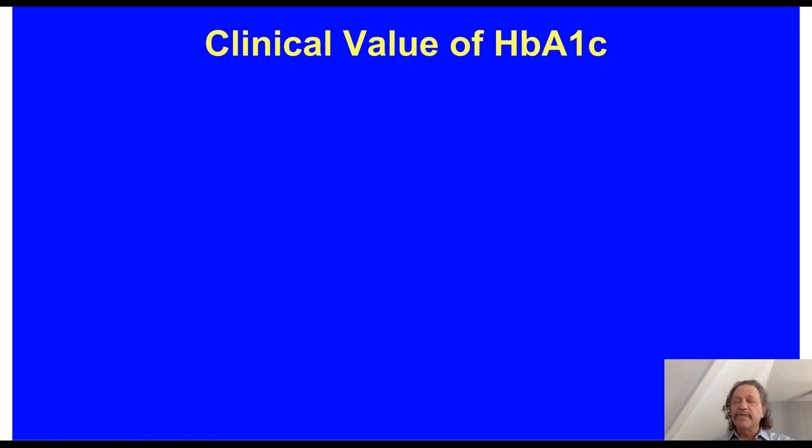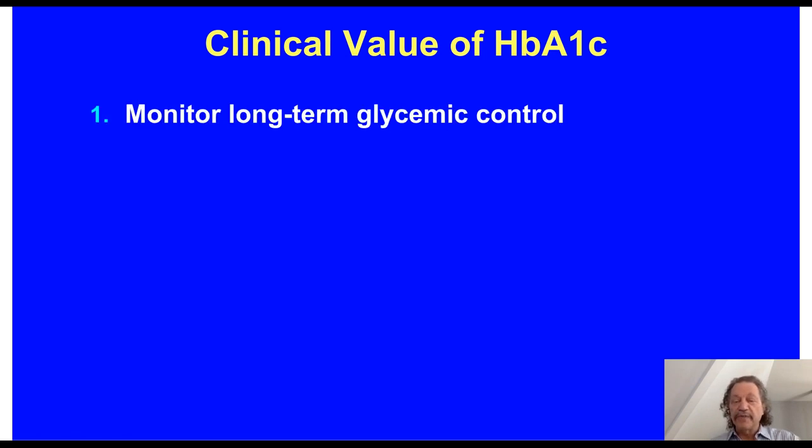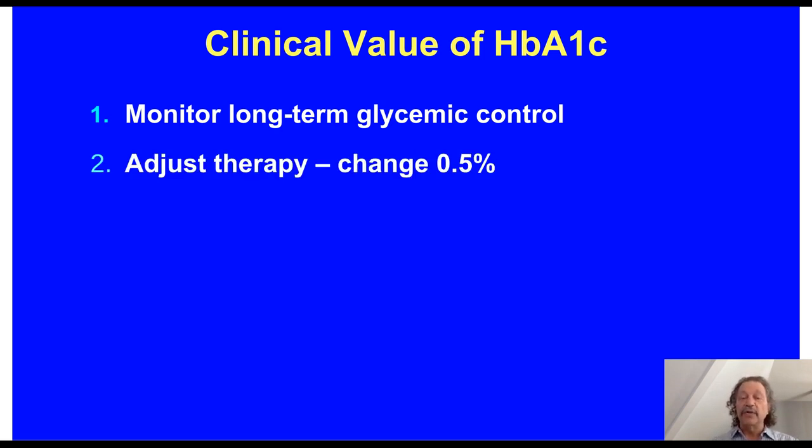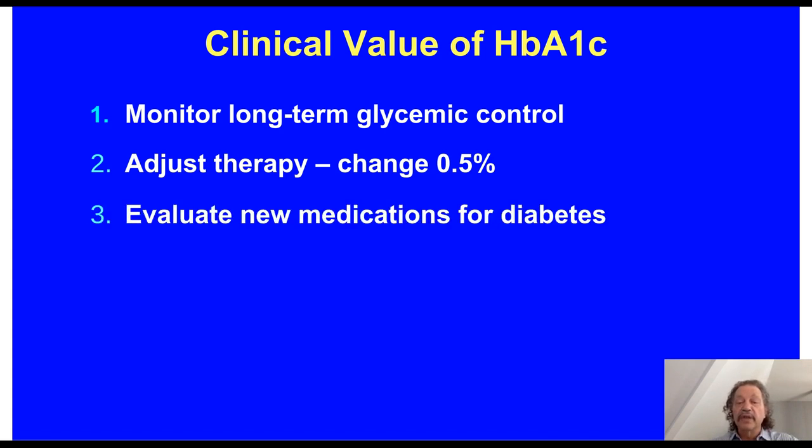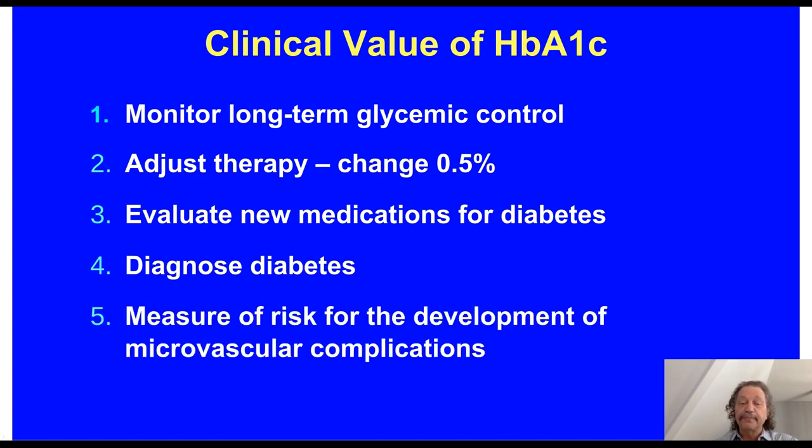And hemoglobin A1c is very, very widely used. I'm just going to briefly go through the main clinical values. It's used to monitor long-term glycemic control. It's used to adjust therapy. If it changes by more than 0.5%, clinicians adjust the patient's treatment. It's used to evaluate new medications for diabetes. It's used now to diagnose diabetes since 2010. And very importantly, it's a measure of the risk for the development of microvascular complications.